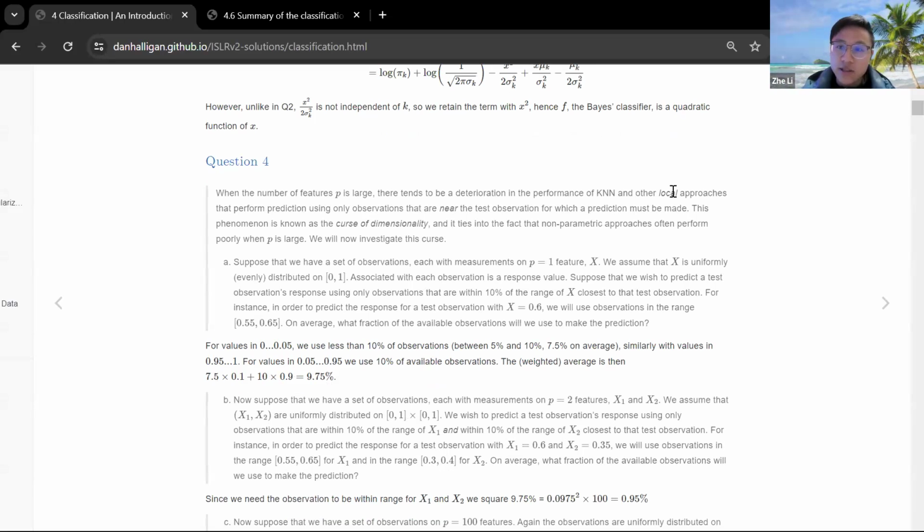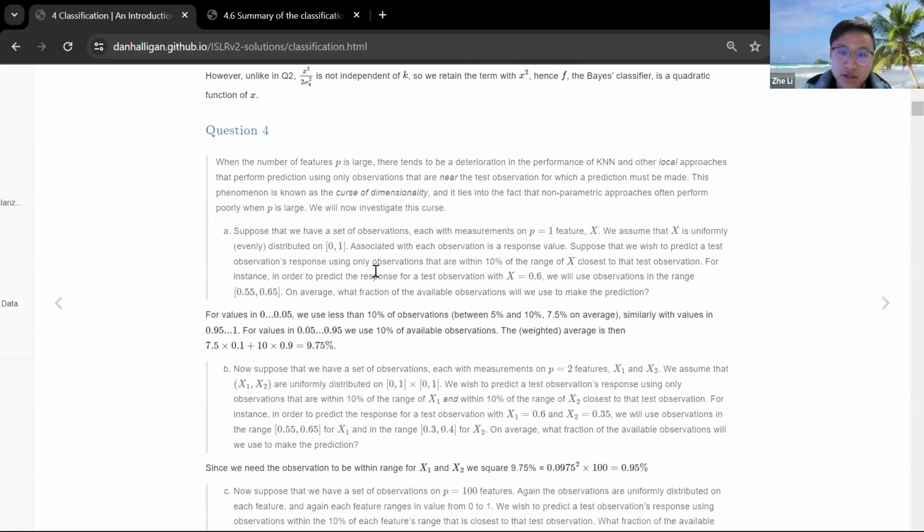And the other local approaches perform prediction using only observations that are near the test observation for which a prediction must be made. This phenomenon is called the curse of dimensionality, and it ties into the fact that non-parametric approaches often perform poorly when p is large. So we investigate this curse.